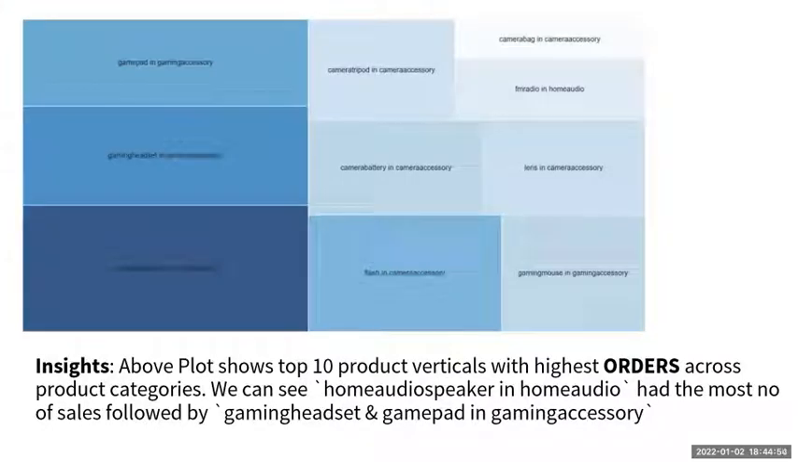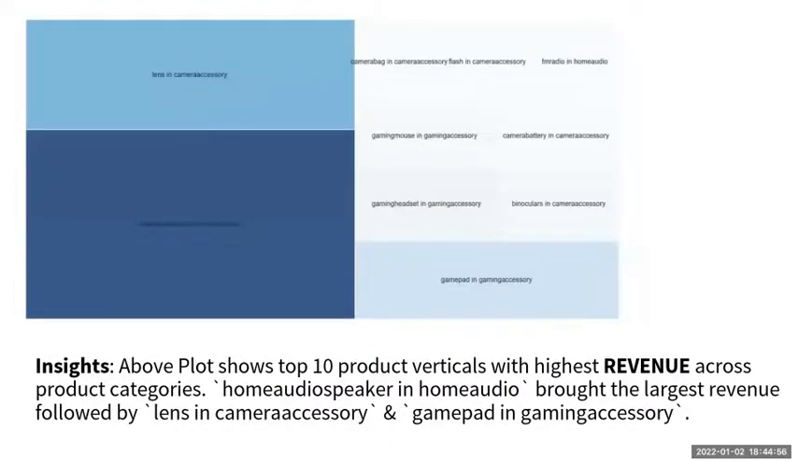Great. So after orders, we go to revenue. Revenue also, you see home audio speaker is bringing the highest revenue to the company, and then lens in camera accessories. With this, you get an idea of which features are important that go into your model and which bring out the most revenue. So that's getting a hang of the features available that go into a model, right?